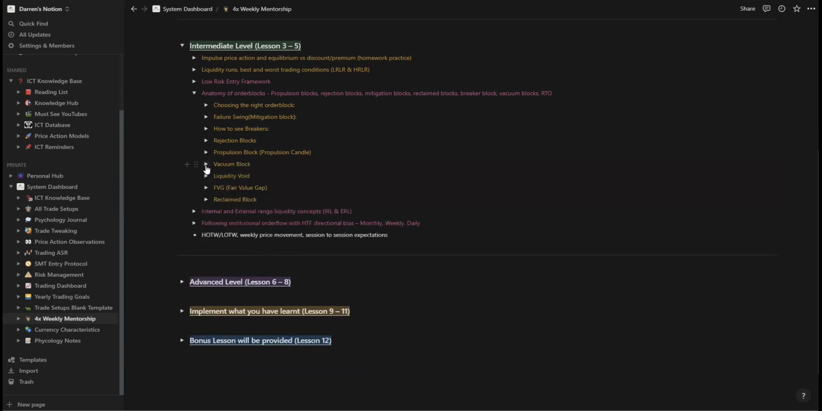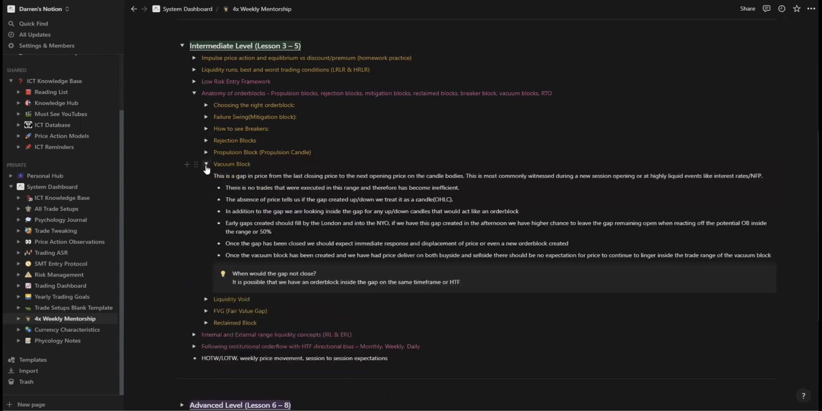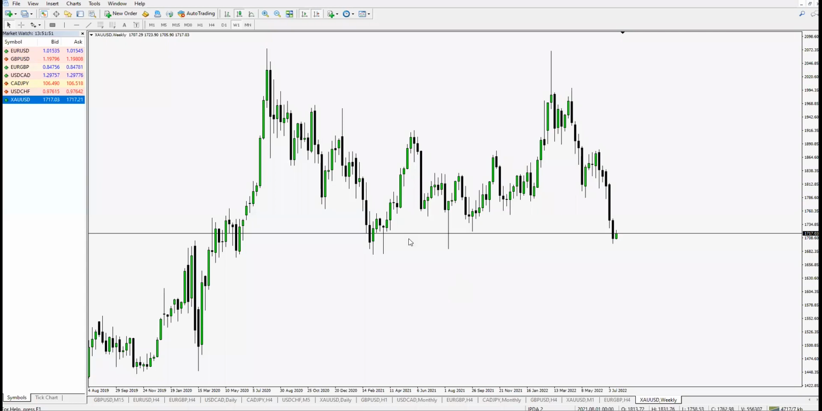Also not going to spend a lot of time on a vacuum block because it's also not really that essential. But what we're essentially saying about a vacuum block is to think of it like a gap in the market and gap in price, and that when price comes into that gap, the missing candles that are not present on the chart are candle colors of the direction it gapped. That's essentially what we're saying. So I'm just going to see if I can find a gap on one of these pairs here, maybe.